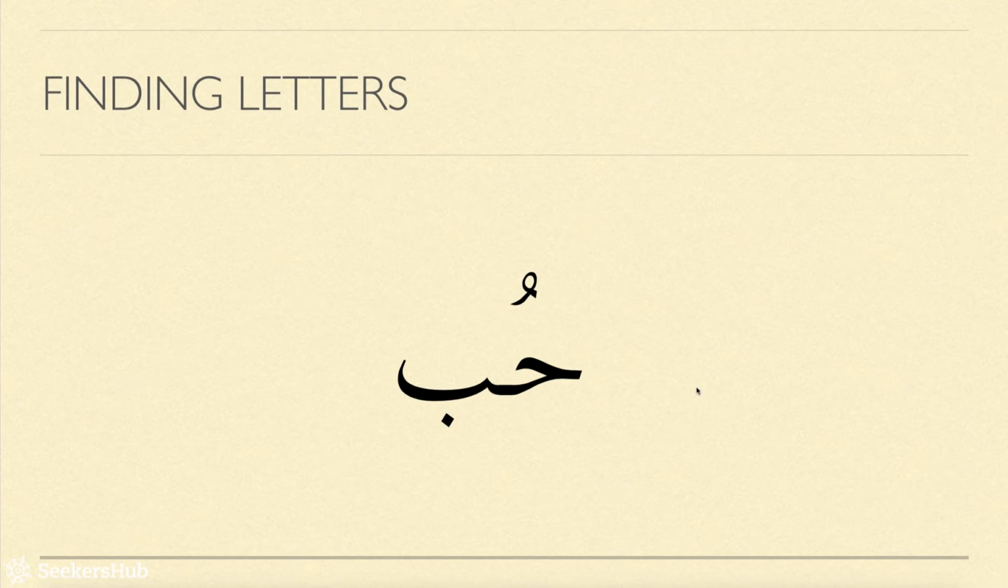We have another word here, hub, which means love. So we have a ha here. We know this is a ha because there's no dots above or below. And it has a dhamma, so this is hu. And then we have a ba here with one dot underneath. This is hub, which means love.